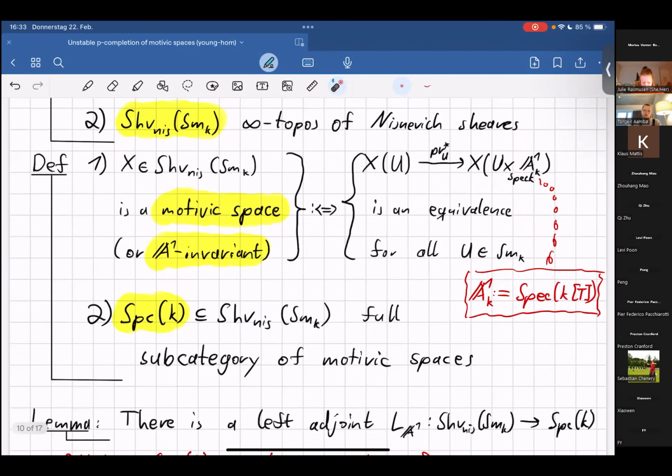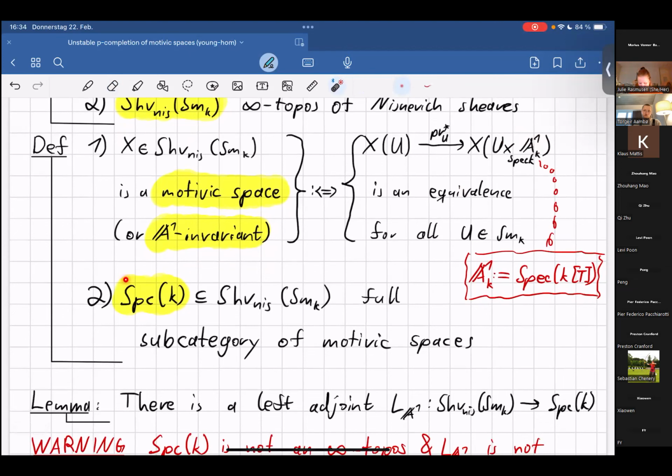And so this A1 invariance is like the algebraic geometric version of being homotopy invariant. So in topology, you would say that some functor is homotopy invariant if, when I evaluate the functor on a space X, this gives the same result as if I evaluate it on X times the interval. And in algebraic geometry, we replace the interval by this affine line.